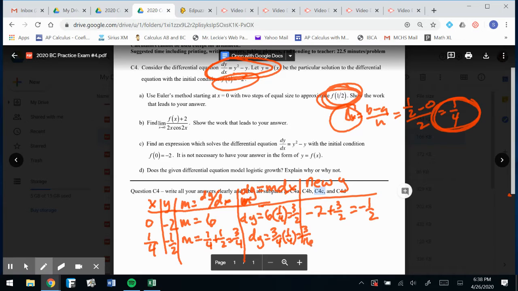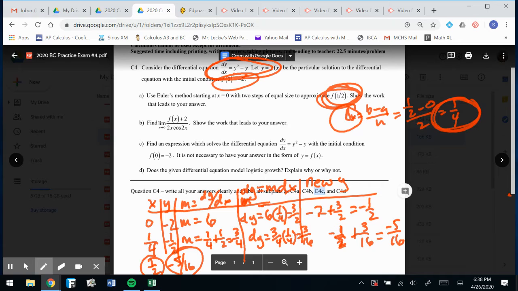So then my new y is just going to be my old y, which was -1/2, and I'm going to add 3/16 to that, right? And that is -8/16 plus 3/16, which is -5/16. So my answer, because now I'm at 1/2, is just -5/16. Boom! That's all the work that leads to my answer using Euler's method.